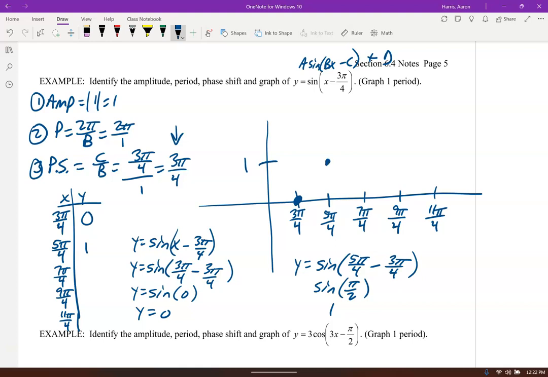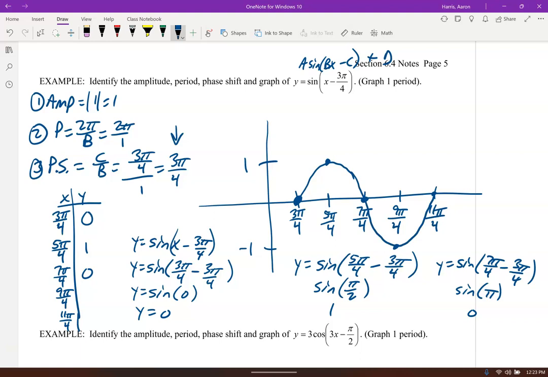And then we'll throw in 7 pi fourths. So 7 pi fourths minus 3 pi fourths is 4 pi fourths, or pi. And I know the sine of pi is 0. And then I'll throw in 9 pi fourths, and it'll spit out negative 1. Then I'll throw in 11 pi fourths, and it'll throw out 1. So your midline's still at y equaling 0. Now this keeps going, and this keeps going, right? You could graph more of that.